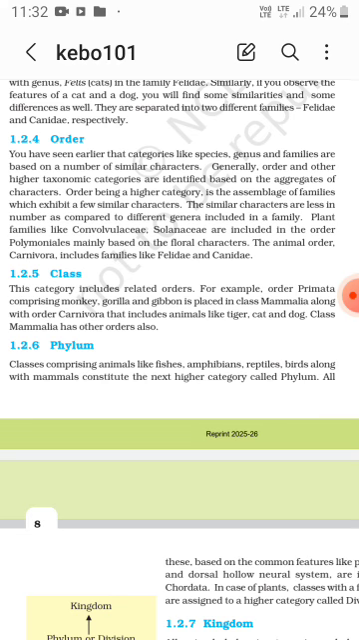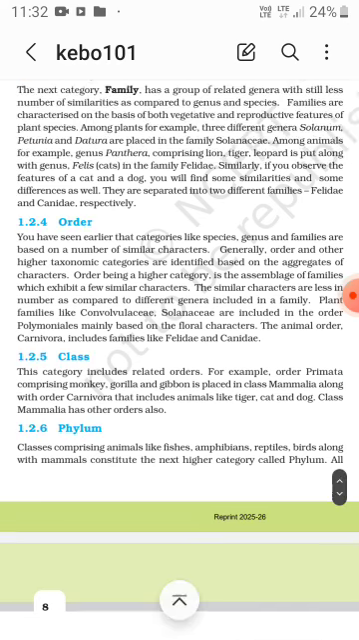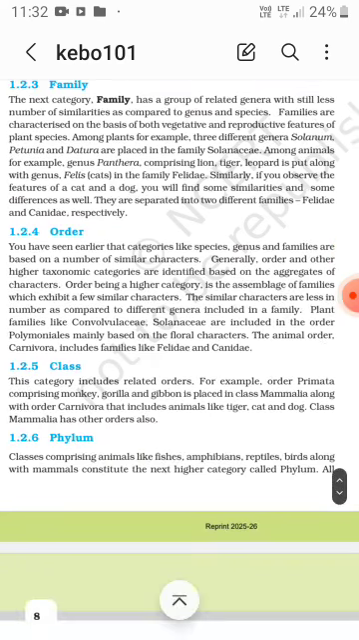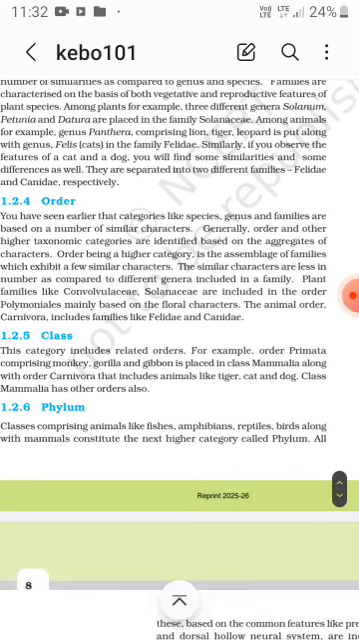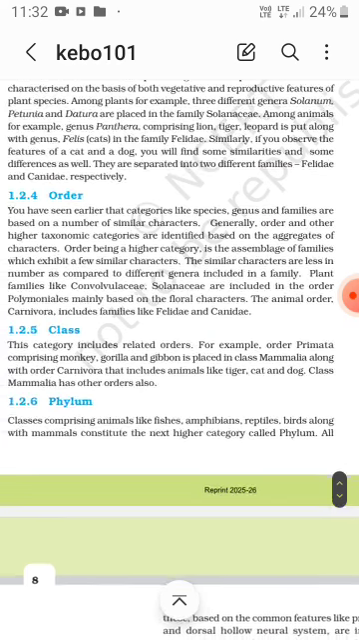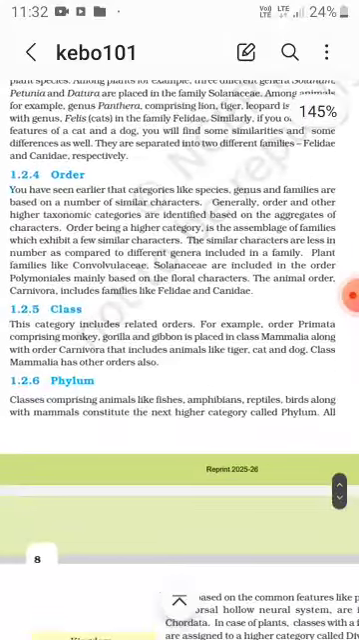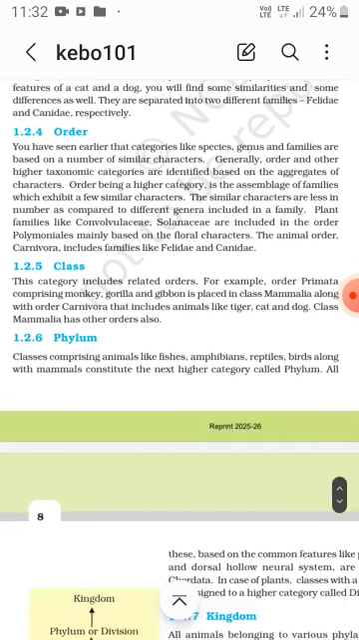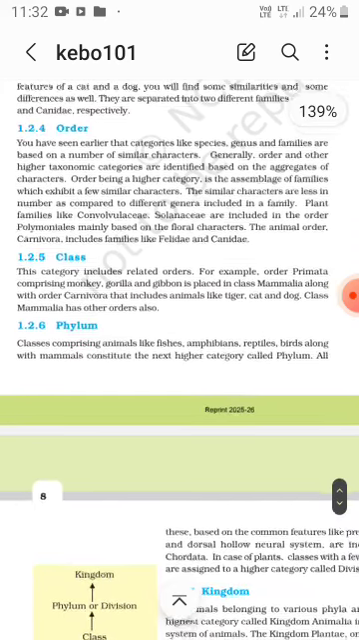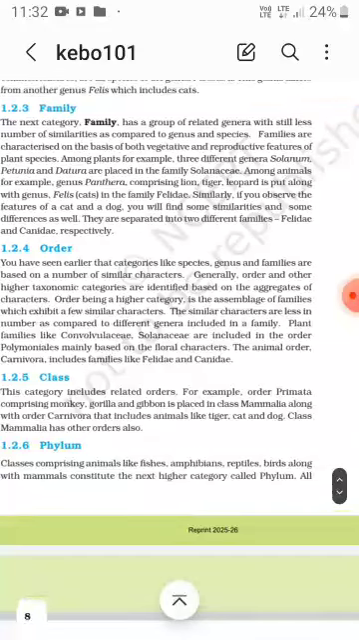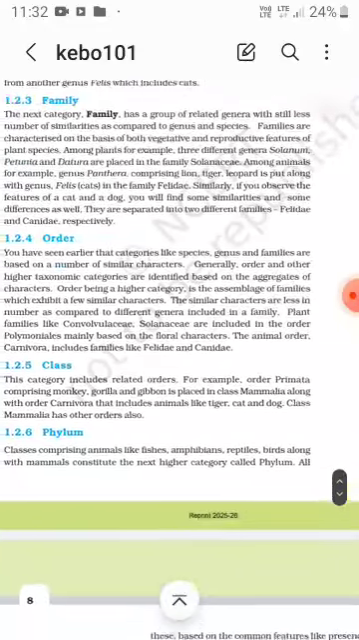Plant families like Convolvulaceae and Solanaceae. Solanaceae is a family that includes Solanum, Petunia and Datura. These Solanaceae and Convolvulaceae are under the order Polemoniales. Now these are mainly based on the floral characters, right? The animal order Carnivora includes families like Felidae and Canidae. Felidae contains Panthera and Felis, and Canidae contains Canis, that is dogs.